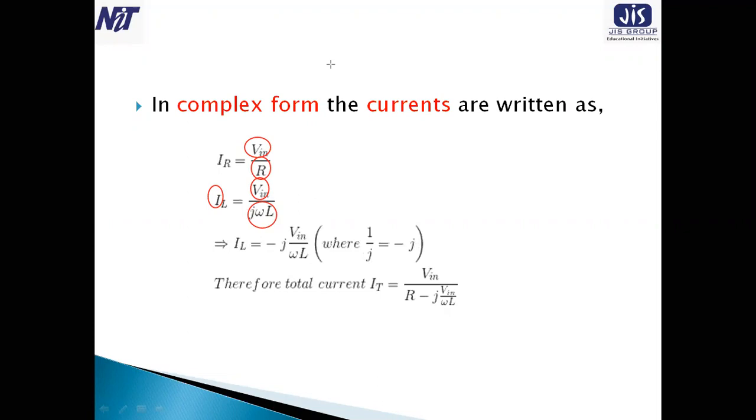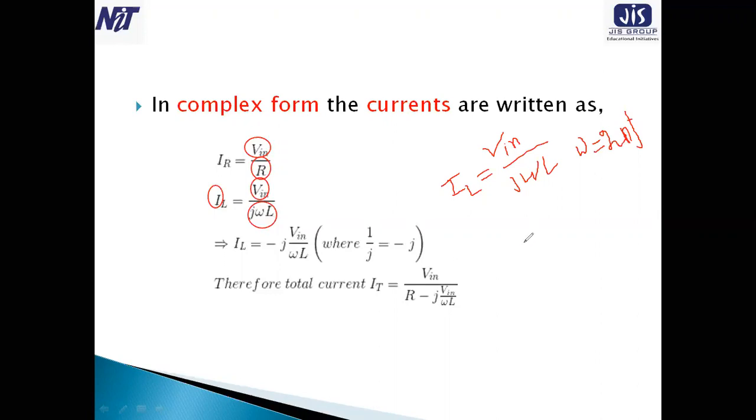How is 1 by J equal to minus J? Here it is written that IL equals V in divided by J omega L, where omega equals 2 pi F, pi equals 3.14, or you can say 22 by 7, and F equals 50 hertz. L is the value of the inductor. V input is the supply voltage.